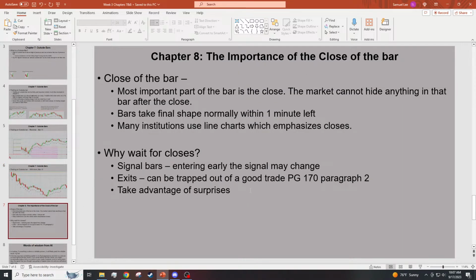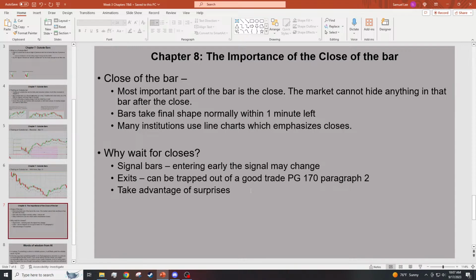Chapter 8, the importance of the close of the bar. This is the only slide for this chapter. I emphasize the close of bars all the time when I'm trading live, but also I think it's important for everybody to read this chapter. It's a very short chapter, and if you just use these slides as sort of reading the book, which is totally fine, if there's a chapter that we have gone through together that I would recommend sitting down and actually reading, it's this one, and it's a short one.